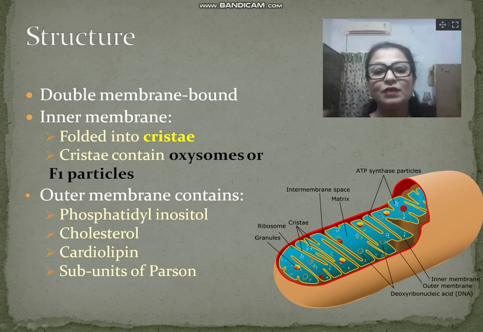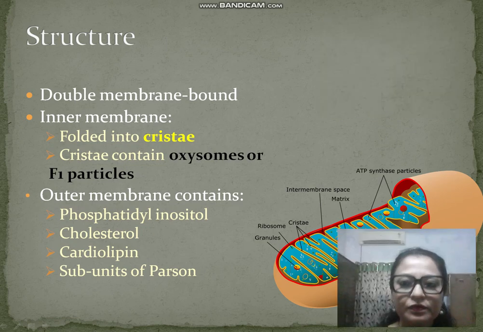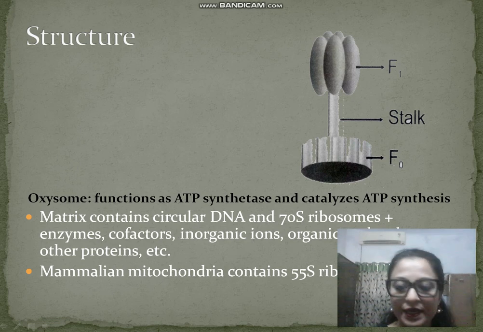And then there's the outer membrane. The outer membrane is made up of some of the regular membrane components like phosphatidylinositol, cholesterol, cardiolipin, subunits of porin, etc. Now, subunits of porin are similar to F1 particles, so they also contain these to some extent. So they must be important, right? We'll see how they are important. On to the next slide.